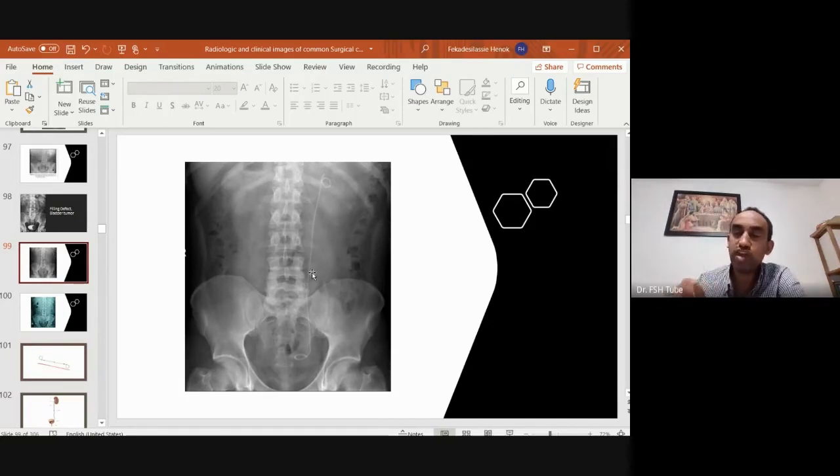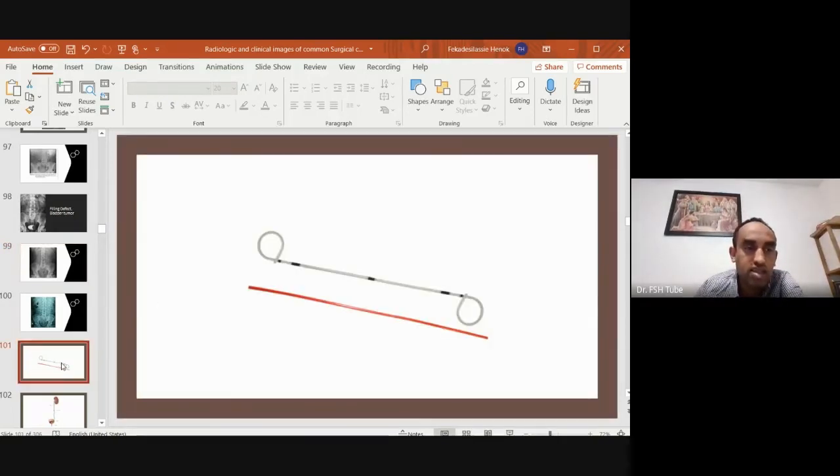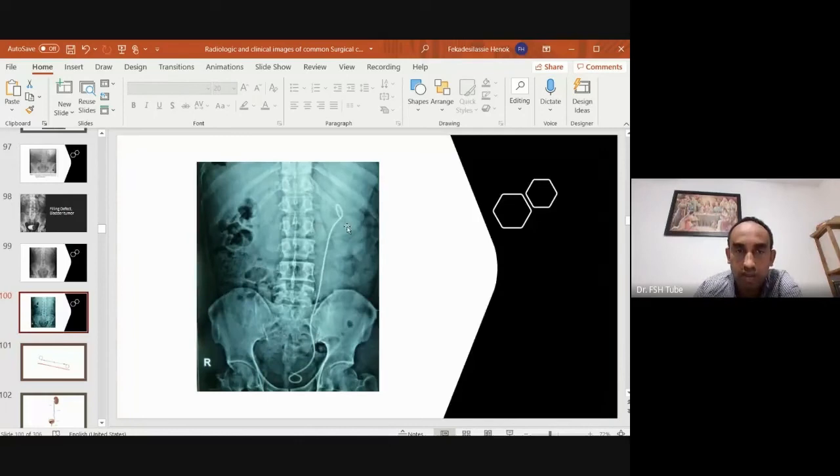Because there could also be a J stent where only one end is a J and the other one may be straight. So in that case, you will have a J stent. If you have this curl, pigtail, at both ends, that's a double J stent. So it appears, see, there is one J, there is one J. So this J is situated where? In the renal pelvis. And this one is situated where?